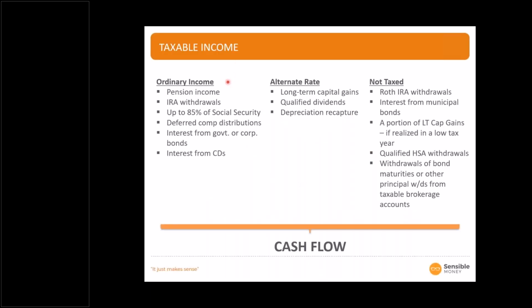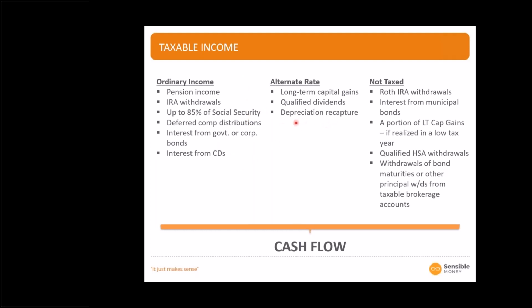First, when we're looking at taxable income, there are sources that are taxed at the highest tax rate: pension, withdrawals from traditional pre-tax IRAs or 401ks, up to 85% of your Social Security, deferred comp distributions from corporate executive benefit plans, interest from government or corporate bonds, interest from certificates of deposit or now money market funds, now that we can actually earn interest again. All of these things are taxed at your ordinary income tax rate.